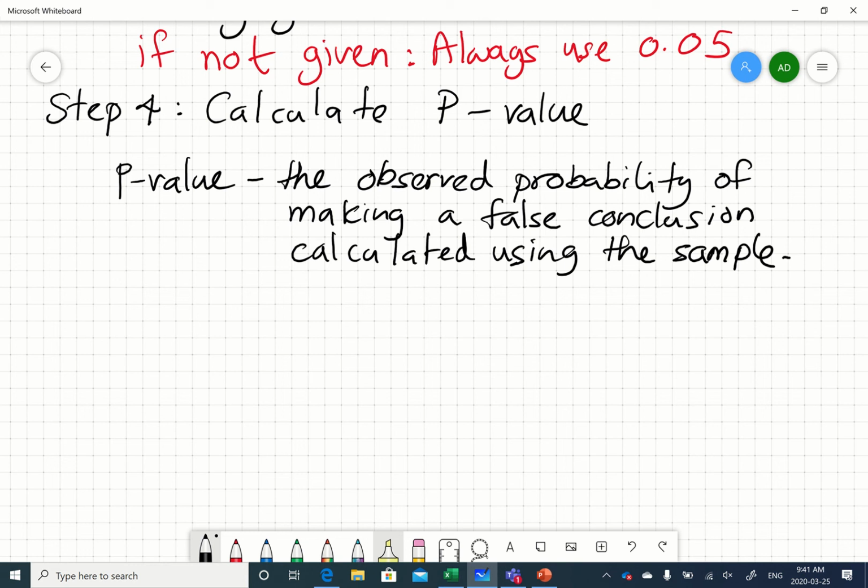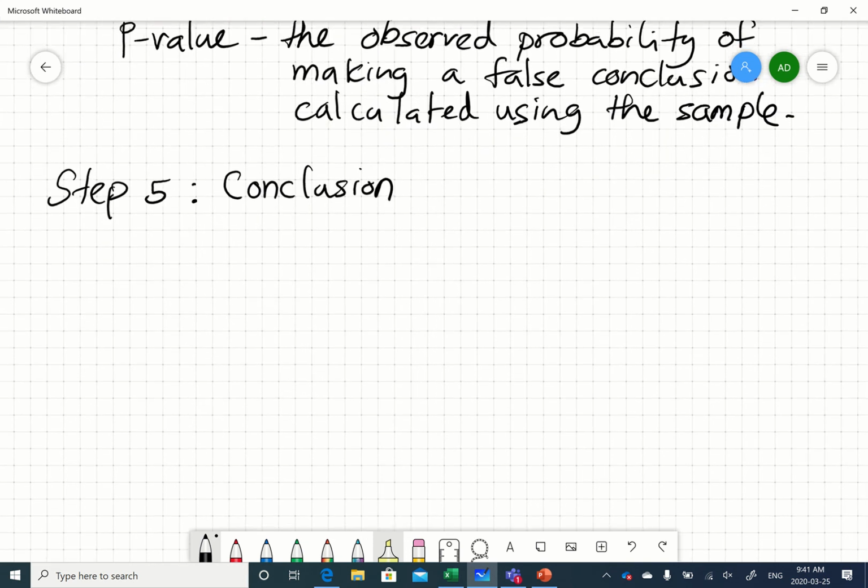So if your sample is a really bad sample, your error rate, your p-value will be higher. If my sample is a really good sample, my observed error rate will be lower. And then the last step, step 5, is to compare. So step 5, what we do is we make the conclusion. So the conclusion goes this way.